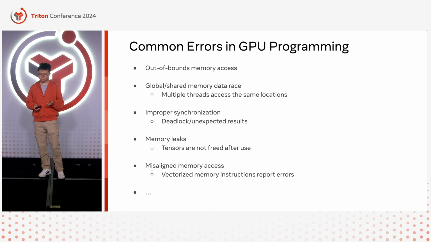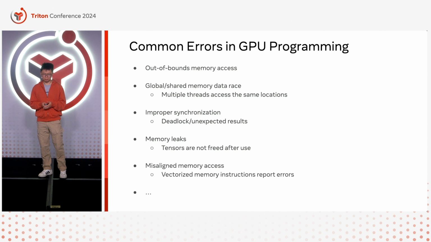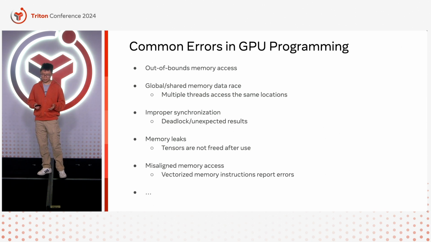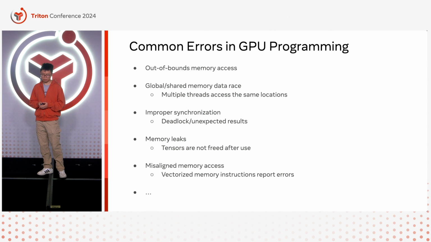There are also memory leaks where tensors are not freed after use. It's not common in PyTorch, though, because GPU memory is handled automatically by PyTorch's memory allocator. Besides, there's also misaligned memory access, which can report errors similar to out-of-boundary memory access. It happens when you are trying to use vectorized memory instructions, but the tensor allocated is not aligned.